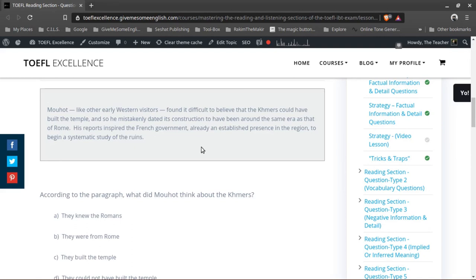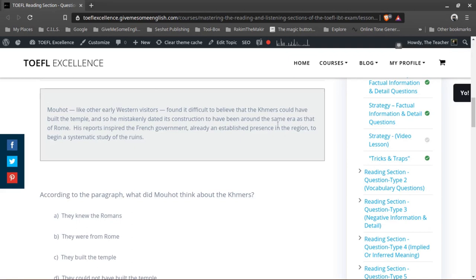So back to complex sentence structure. His reports inspired the French government, already an established presence in the region, to begin a systematic study of the ruins. Okay, this is what we call a non-defining clause that's separated by two commas. In other words, it's not necessary information to the sentence. You could take it out and the sentence would still make sense. So one way that you can comprehend sentence structures like this is just eliminate that. Skip from the first clause to the last one. His reports inspired the French to begin a systematic study of the ruins. The French had already established a presence in the region. So basically, they're just taking two simple sentences and adding them together to make a complex sentence.